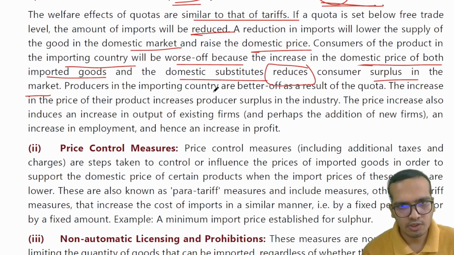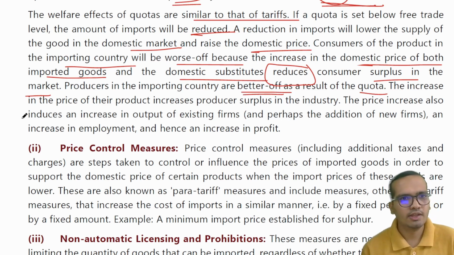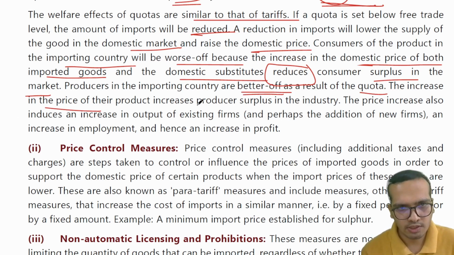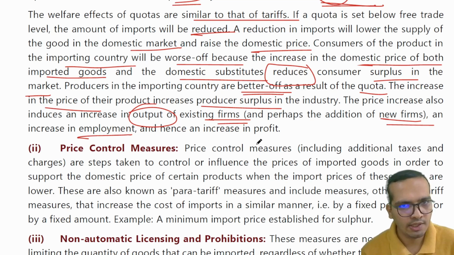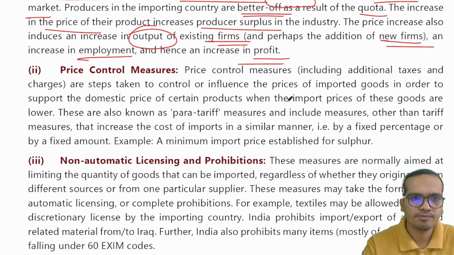Producers in the importing country are better off as a result of the quota. The increase in the price of their product increases producer surplus in the country. The price increase also induces an increase in output of existing firms, and perhaps the addition of new firms, an increase in employment and hence an increase in profit. Some new firms also get added, because of which employment and profit also increase.